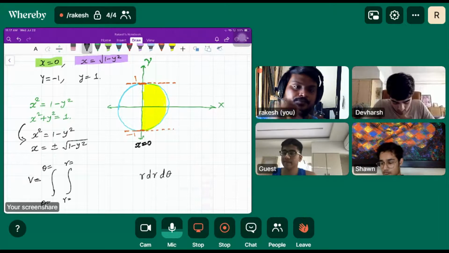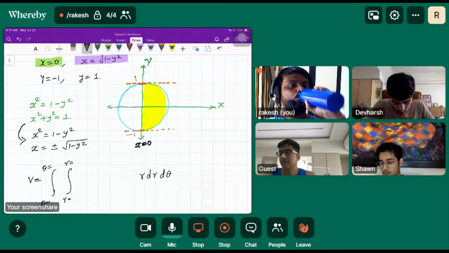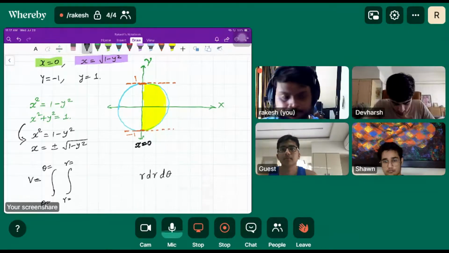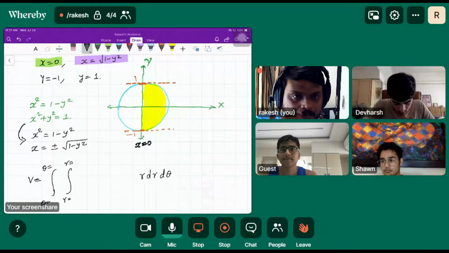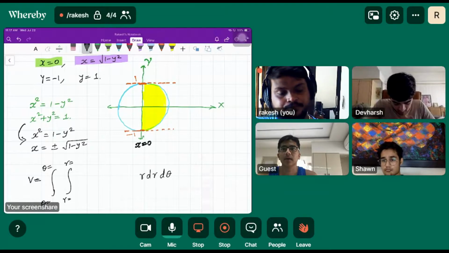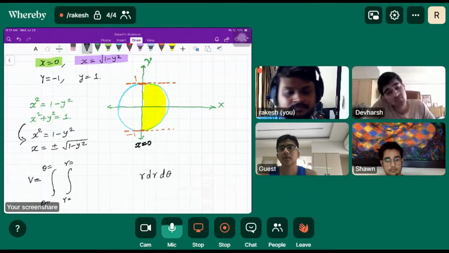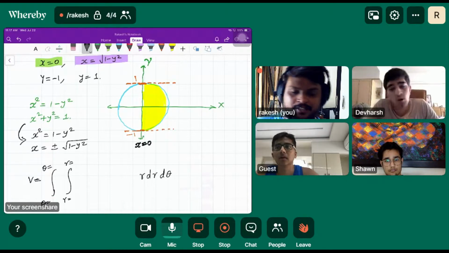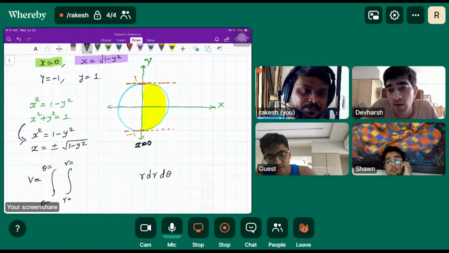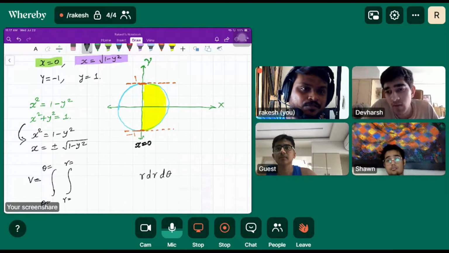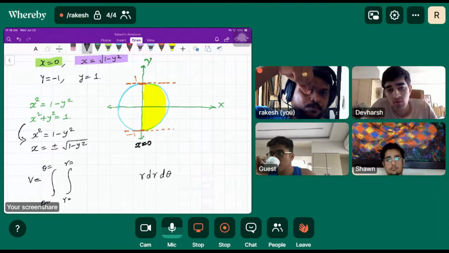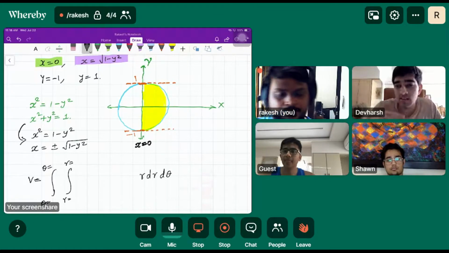So what is the r value? The lower limit of r? What is the lower limit of r? Minus 1 to 1? Are you sure? No, r is 0 to 1. How do we find out the r value? We stand on the pole. It's a circle, like a radius.